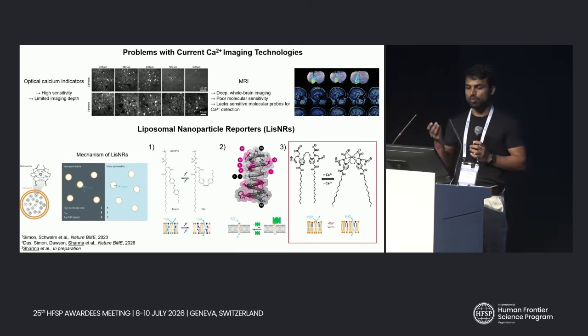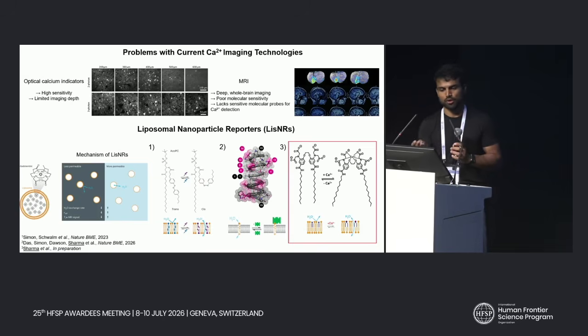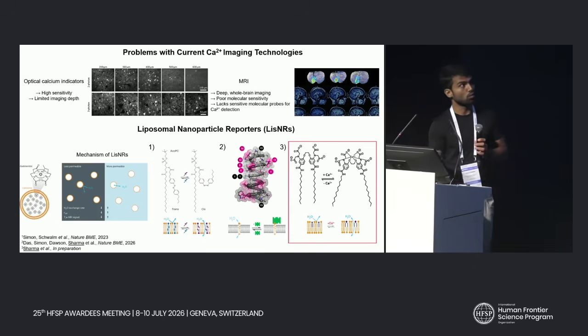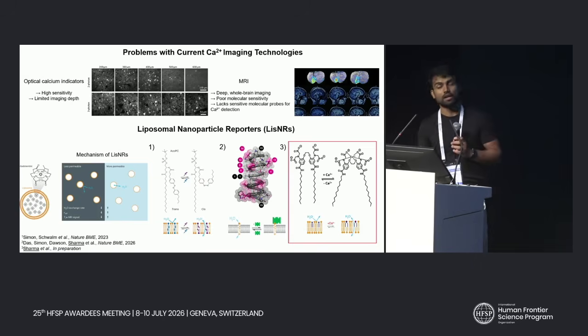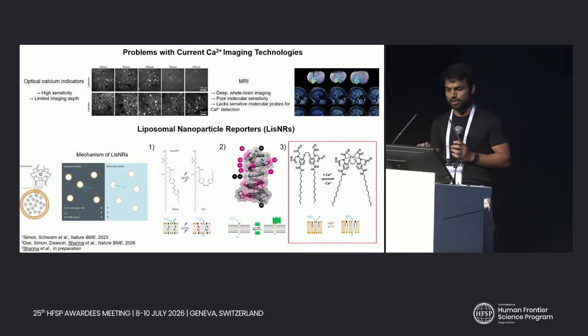One way to do this is to use a light responsive lipid. You can also make pores in the membrane. The third one is that we make calcium responsive lipids, and they change their conformation when they bind to calcium. This is the one I'm going to talk about today.